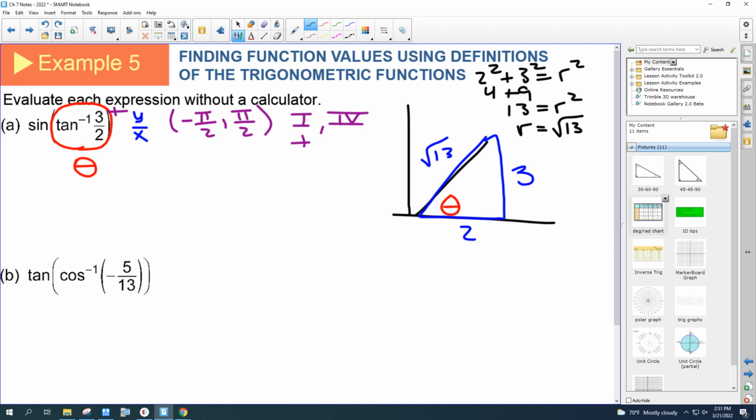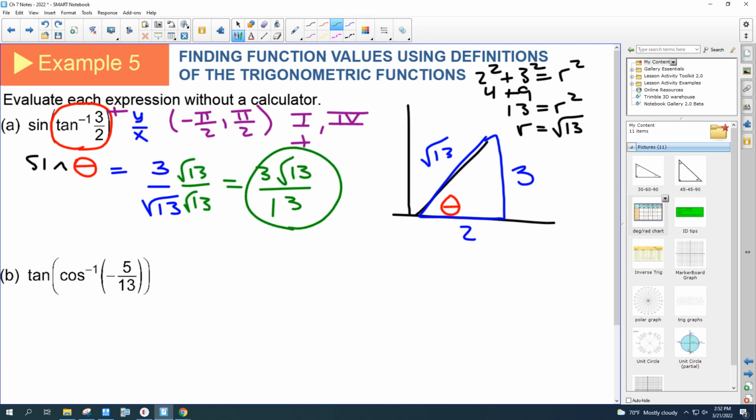Now, last step is to understand that you're just taking sine of that angle. We want sine of that angle. We want the sine ratio of that angle. So if you look at the triangle, we know sine is y over r. And we got to clean that up. But that's basically the answer. We're going to rationalize in the usual way. And we're going to get 3 square root of 13 over 13. There's your answer. I like those problems.